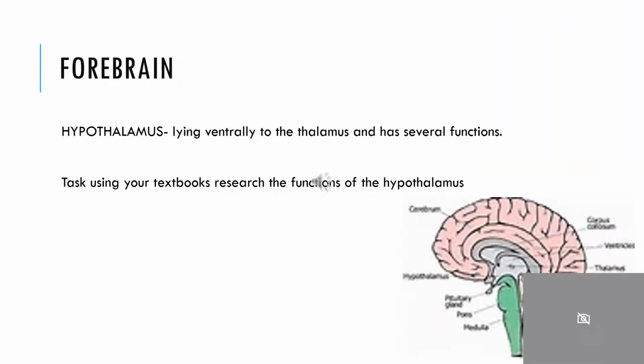The hypothalamus lies ventrally to the thalamus and has several functions. It makes links between the endocrine and central nervous system by secreting a series of releasing hormones that are then stored in the pituitary gland.